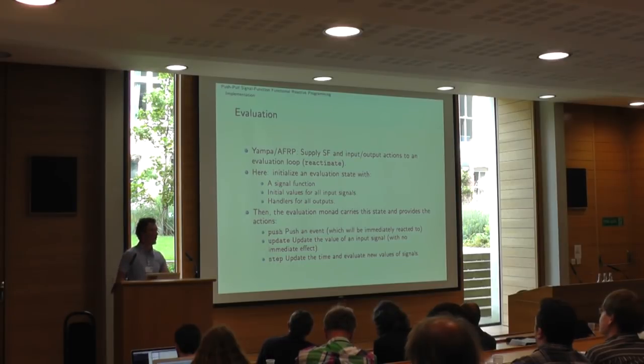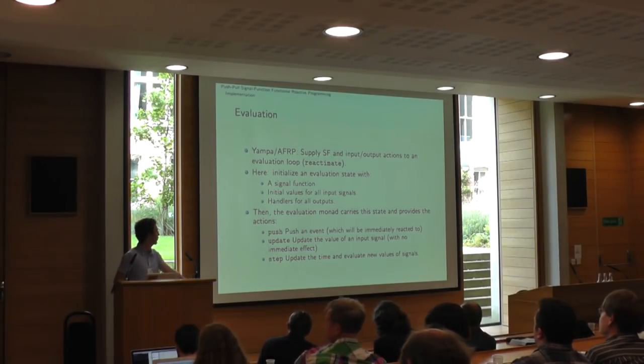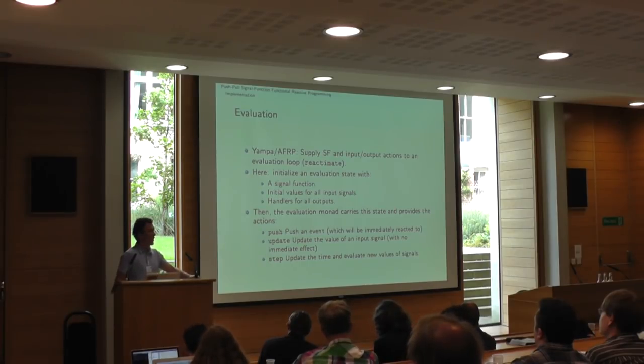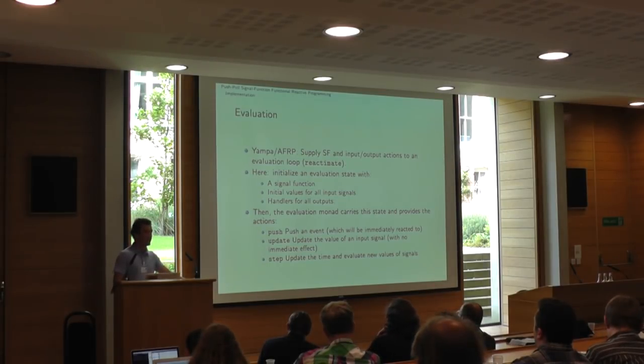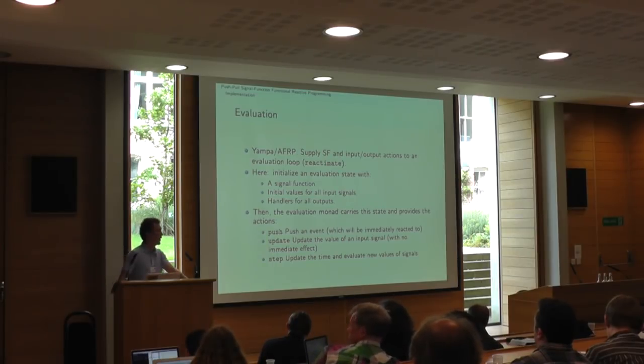Here we initialize a state with the signal function. We're going to start evaluating initial values for all the signals and handlers for both the signal values and the event values at the output. And then we have a monad, which is just sort of a custom state monad, that carries this and provides an action to push an event occurrence onto one of your event inputs, which will then be handled separately and immediately.